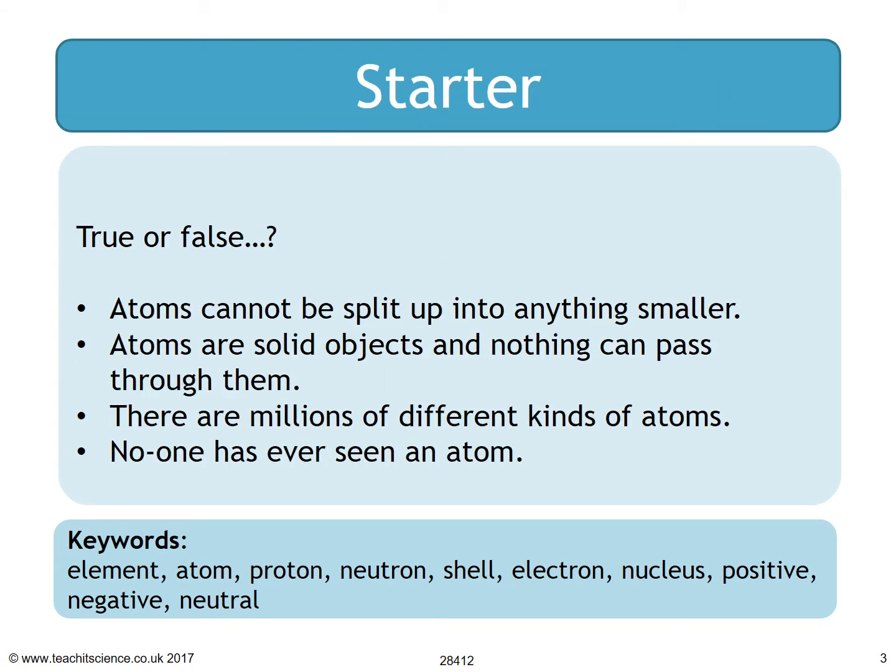Before we get started, let's see what you already know with this true and false quiz. Atoms cannot be split up into anything smaller. Atoms are solid objects and nothing can pass through them. There are millions of different kinds of atoms. No one has ever seen an atom. Write down true or false for each answer.